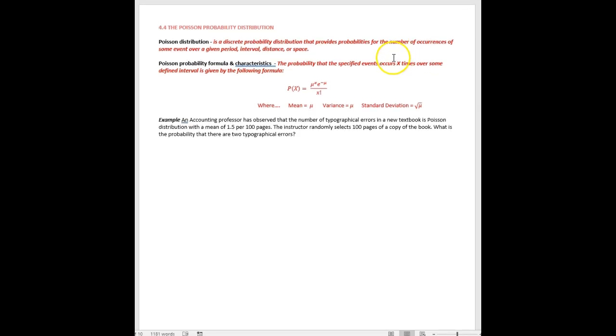This is going to be the video for 4.4, the Poisson probability distribution. This is our third discrete distribution that we've learned, but our second named discrete distribution. We've learned the standard discrete distribution, we've learned the binomial distribution, and now we're learning the Poisson distribution. The formula looks a little ugly, but it's nice that it's small.